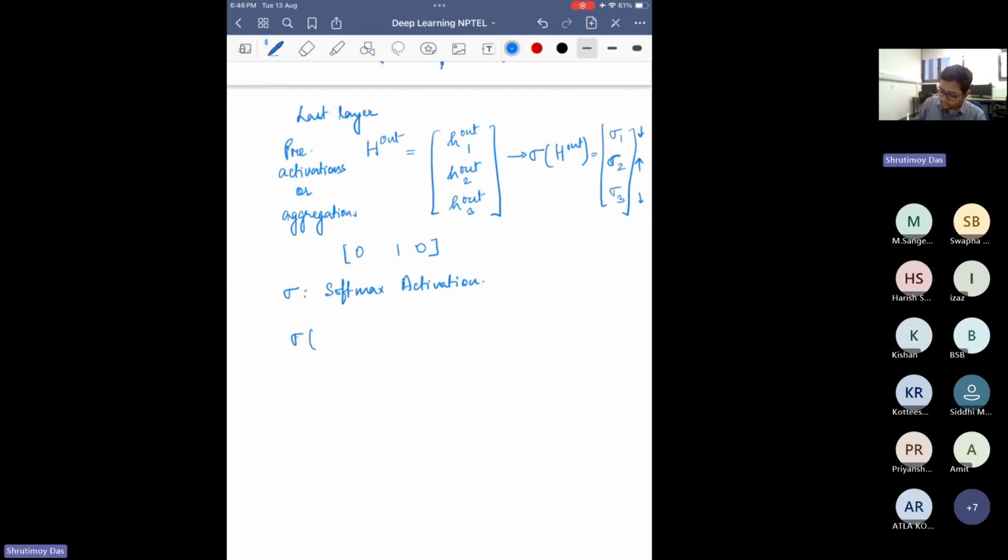The softmax activation is basically sigma of zi equals e to the zi, divided by the summation over zc of e to the zc. So is this clear? What is the role of this softmax activation?